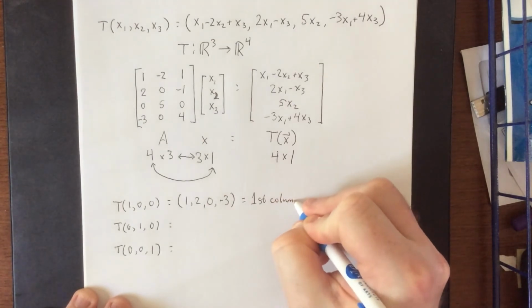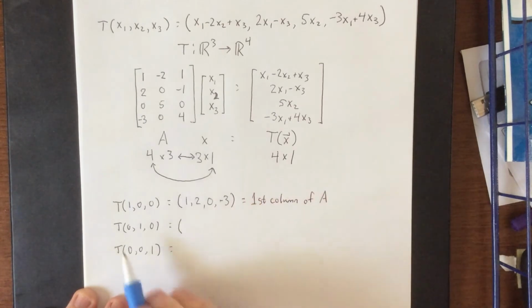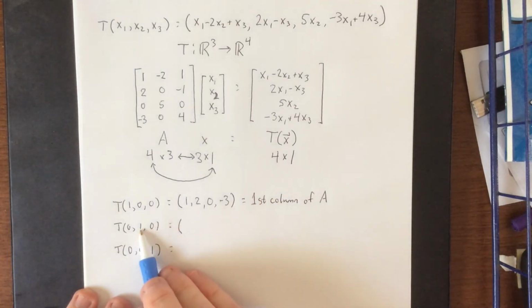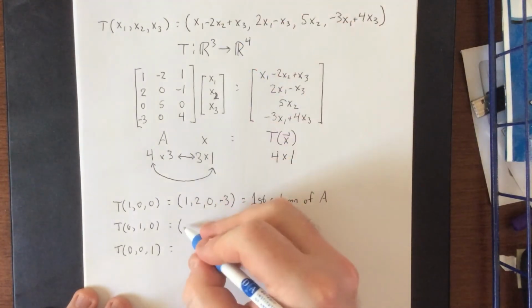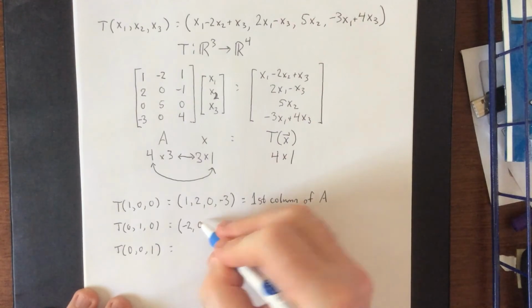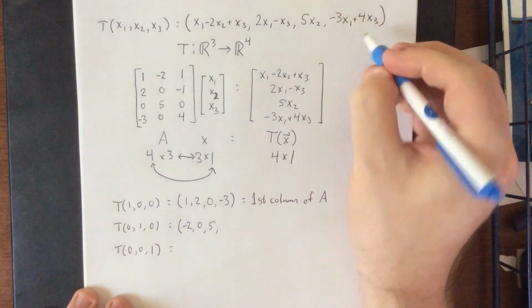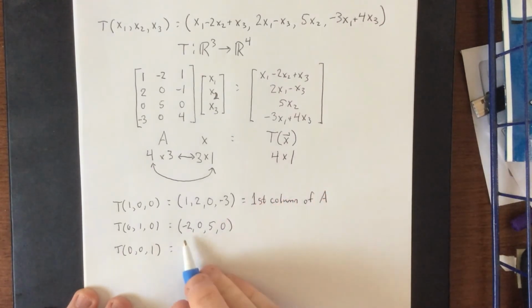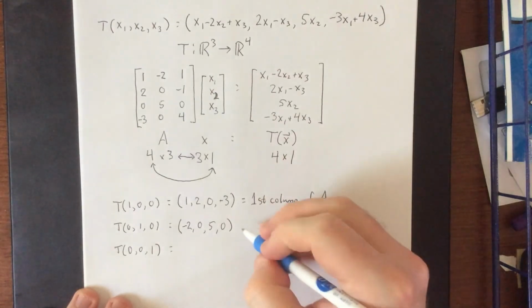If we do the same thing by setting x1 and x3 equal to 0 and setting x2 equal to 1. For the first component, we'll get negative 2. The second component will get 0, since there is no x2 term there. For the third component, we'll get 5. And for the fourth component, we'll get 0. Negative 2, 0, 5, 0 is the second column of the matrix.